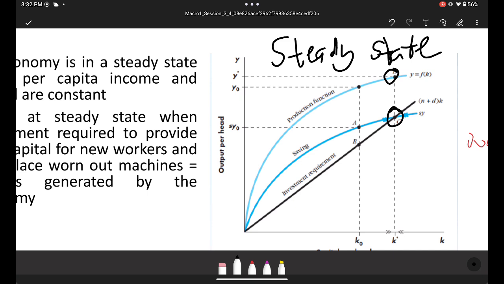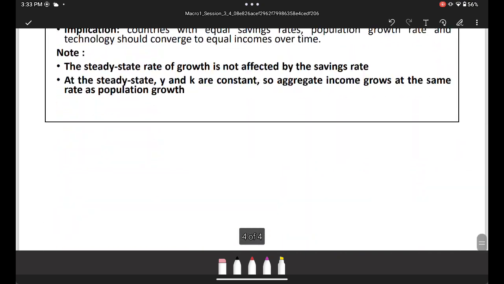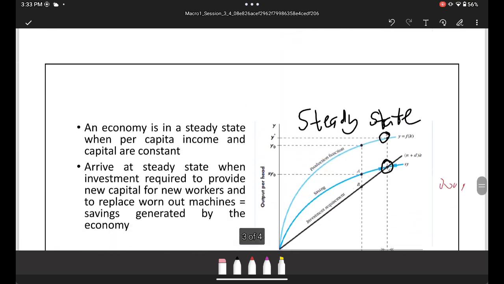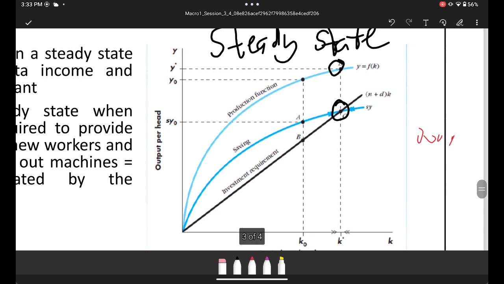Now, very interesting. You might ask, how do we remove the steady state, or how do we increase beyond the steady state? Well, we learned in other chapters that we can do it in the long run, but for now we'll stick to the neoclassical growth theory. So, in summary, when we get to this point, we're in steady state. Nothing is going up, nothing is going down. We're just in steady motion.